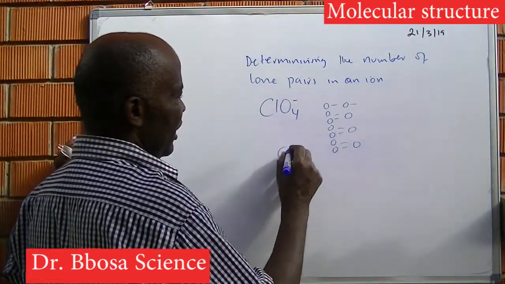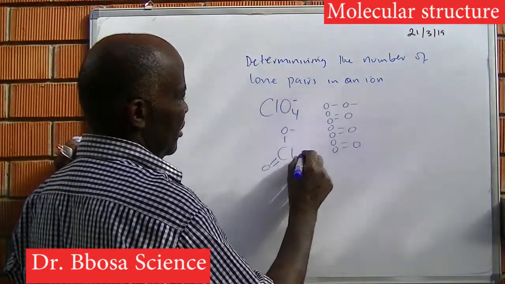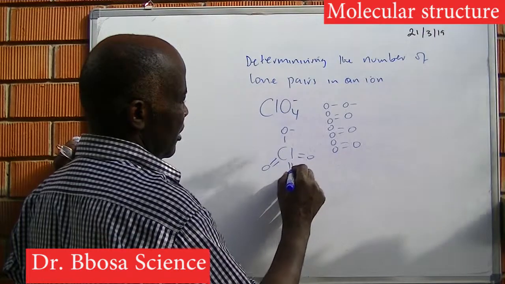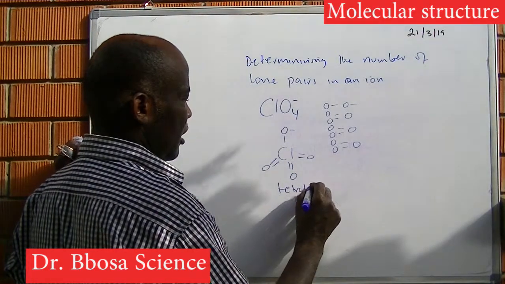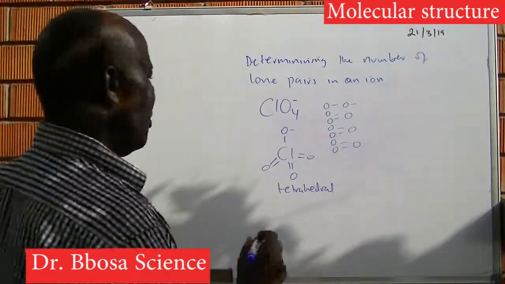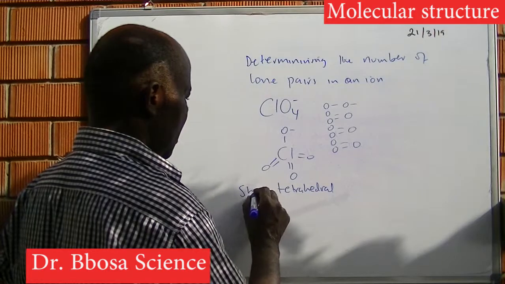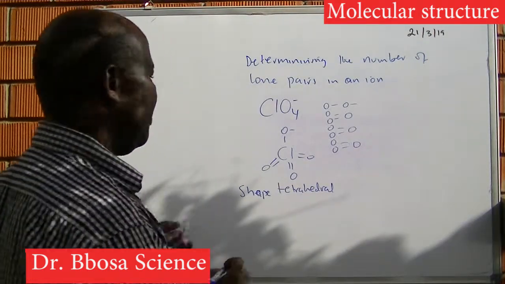So if we are to draw it, we shall put our oxygen. This is tetrahedral. That is tetrahedral. Shape is tetrahedral.